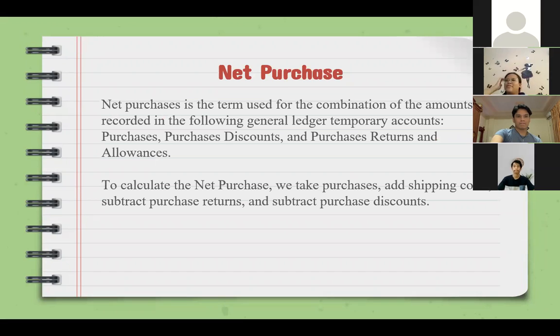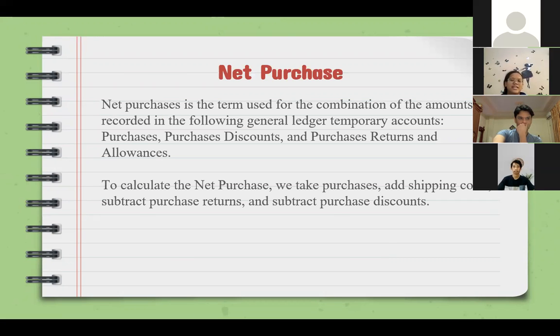Okay, so before talking about the case, I'm going first to define net purchase, which is the term used for the combination of the amounts recorded in the following general ledger temporary accounts, namely purchases discounts, and purchases returns and allowance. So in order to calculate the net purchase, we are going first to take the purchases. We add the shipping cost, subtract the purchase returns, and also subtract the purchase discount.